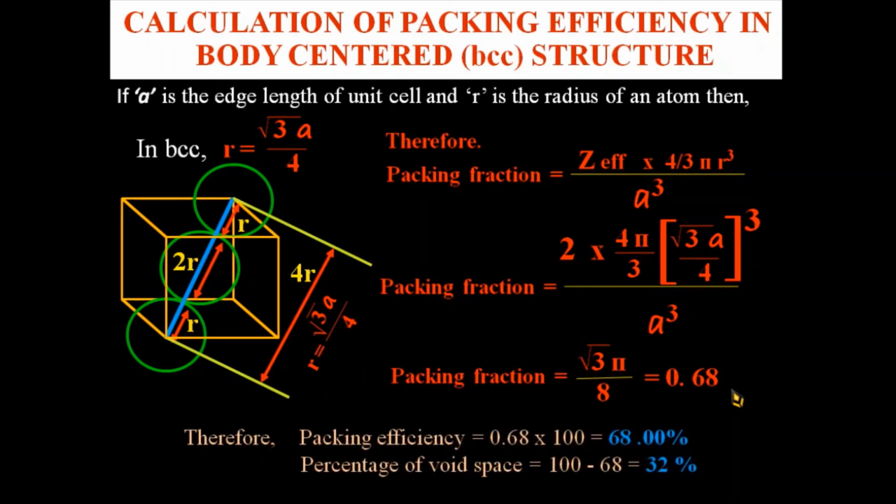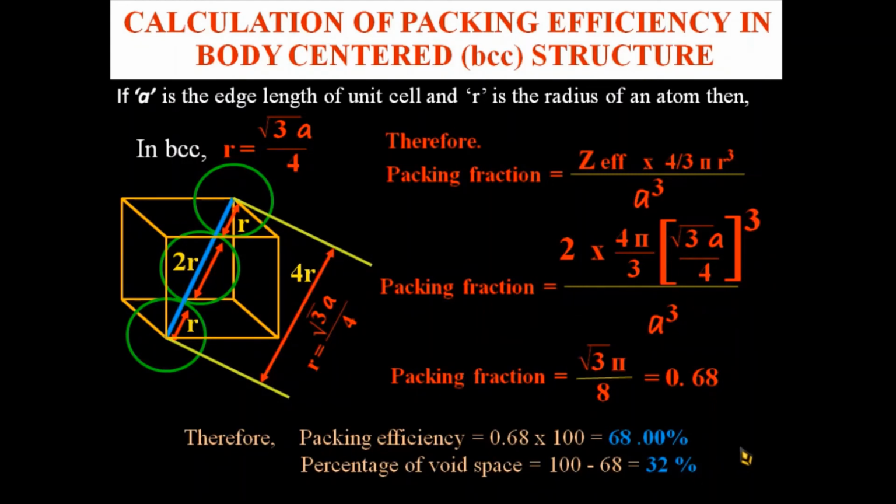Packing efficiency is equal to packing fraction, that is 0.68 multiplied by 100. Here we get 68%. Percentage of white space is equal to 100 minus packing efficiency. So here we get 32%. It means that in case of a BCC, the white space is greater than FCC. It means compactness is less as compared to FCC.